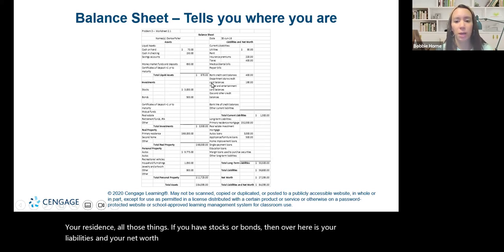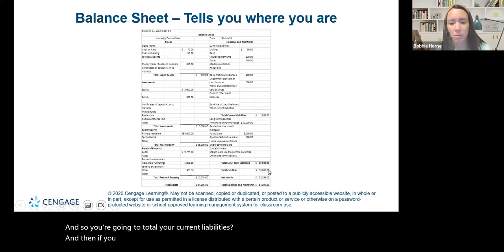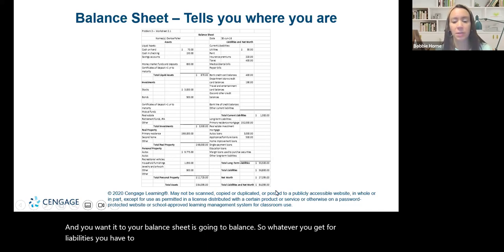So your liabilities are items that you owe, such as rent, utilities, taxes. And so you're going to total your current liabilities. And then if you take your total liabilities, and you want it to, your balance sheet is going to balance. So whatever you get for liabilities, you have to add your net worth to get it to balance to the total assets. So total assets always equal your total liabilities and your net worth.